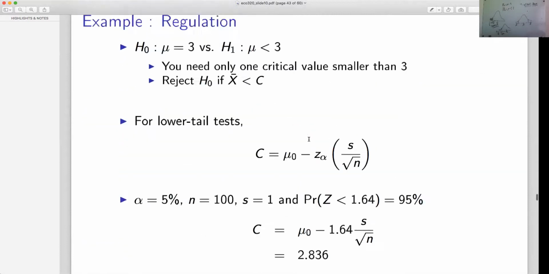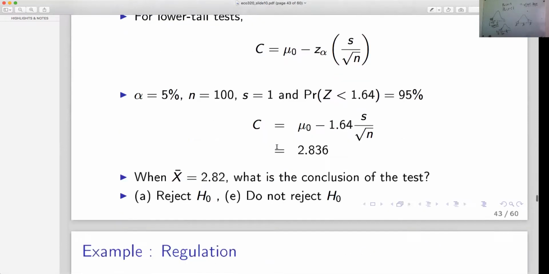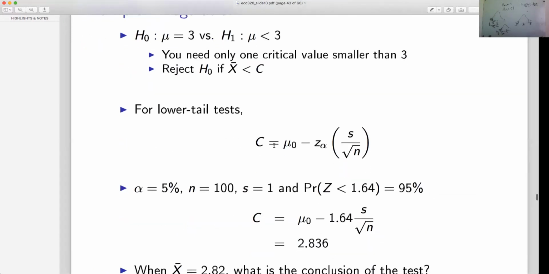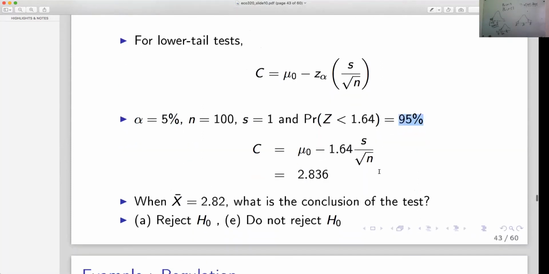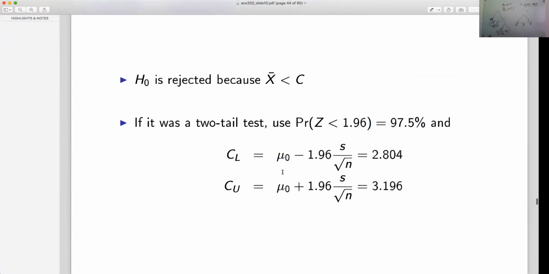I'm still showing you the three ways. You can use the p-value, the t-stat value, or the critical value method. Everything would give you exactly the same thing. The contents are slightly different, but the idea was exactly the same. For alpha equal 5%, our critical value based on this was 2.8, and X bar is actually lower than that. Because X bar is lower than C, we can reject the null hypothesis.